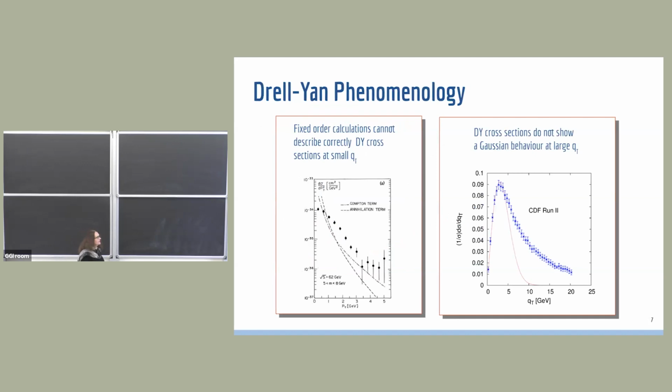So the situation you are left with is this one. You can do pretty well at large QT with your perturbative expansion, but you fail badly at small QT. Instead, if you put in a Gaussian, you do well at small QT, but you fail badly at large QT. So what are you missing here? Do you have a guess? What am I missing here?